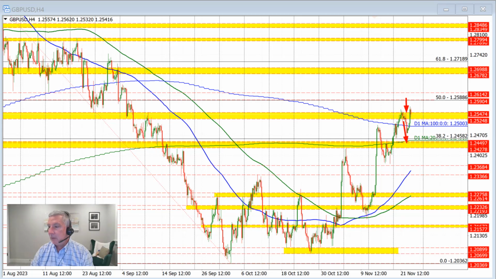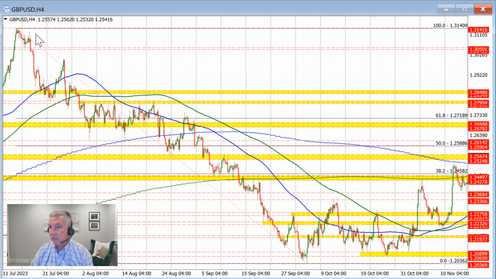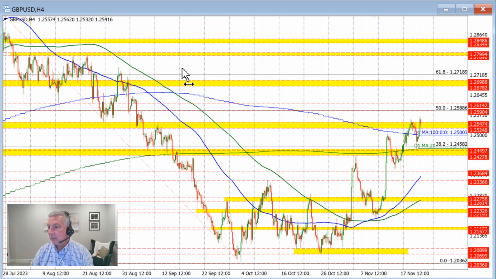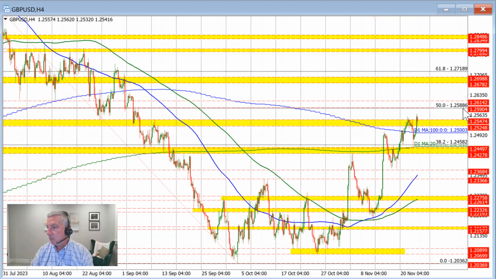And if we're able to do that, then we'll look toward this 50% retracement. That's of the move down from this high going back to July 14th, the July high. It comes in at 125.886. And get above that level, it opens the door for further upside momentum in the sterling versus US dollar. So there you have it. A look at three of the key major currency pairs to kickstart your trading day today.